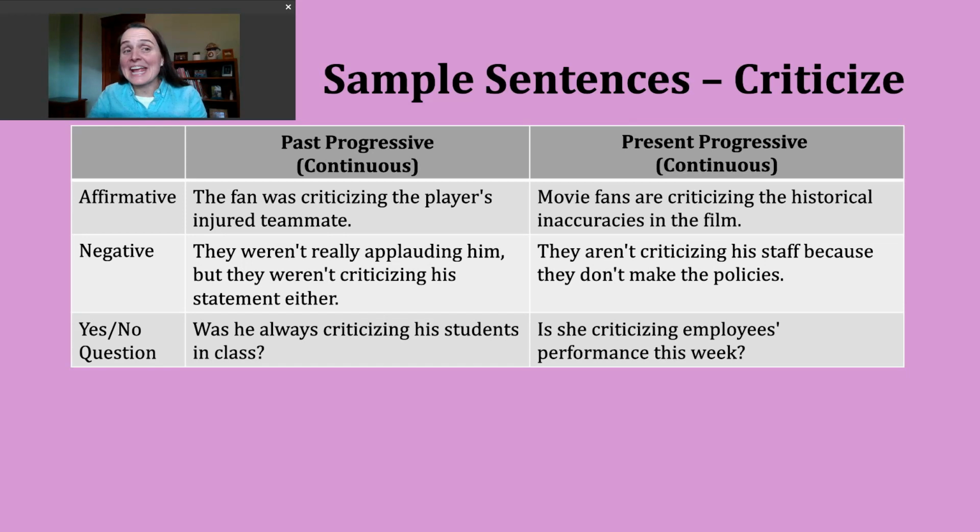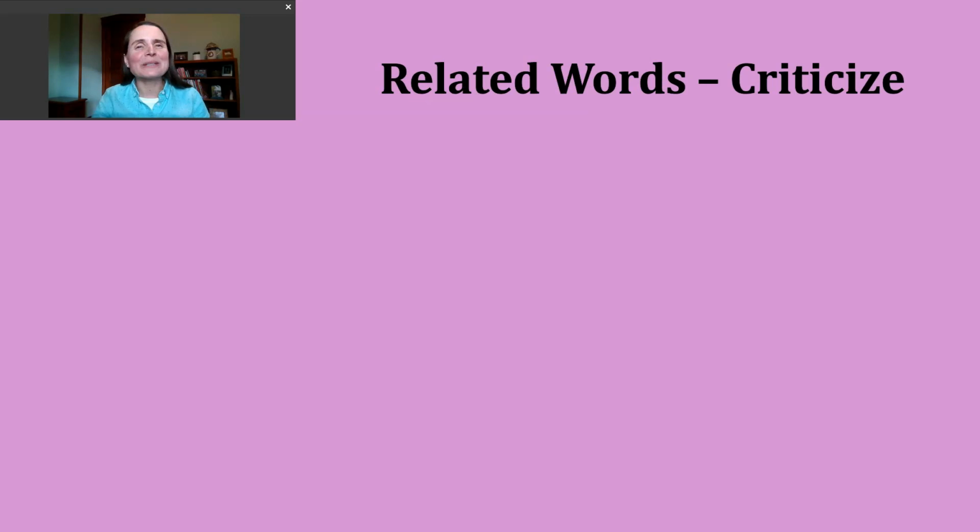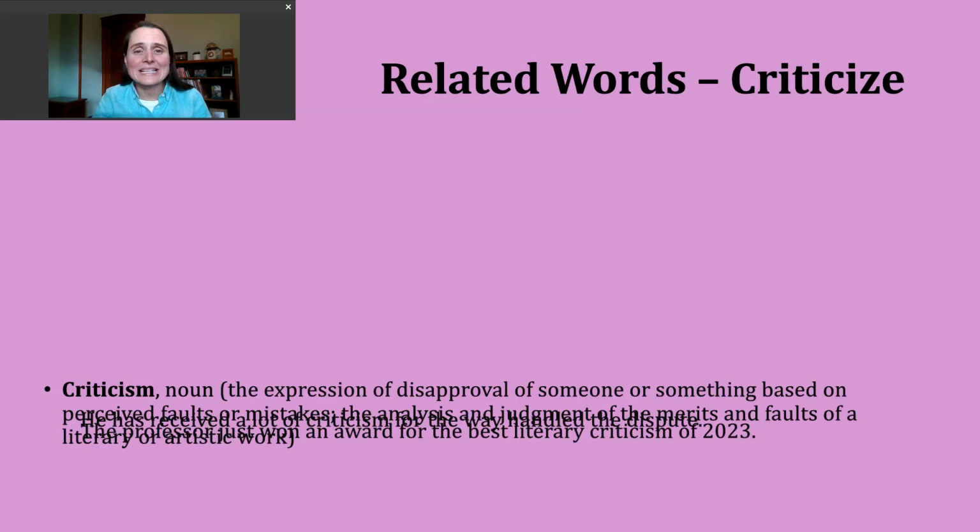Finally, let's look at making a yes or no question in the present progressive. To do this, I start with my present form of be, whichever form matches my subject, and that comes next. Then I use the ing form of the verb. Here's my last example. Is she criticizing employees' performance this week? Right? The week's not over, right? So that's a reason we would see present progressive being used. Now, let's move on and talk about some words that are related to our verb criticize.